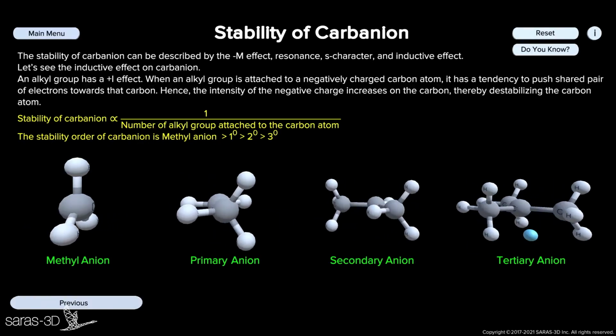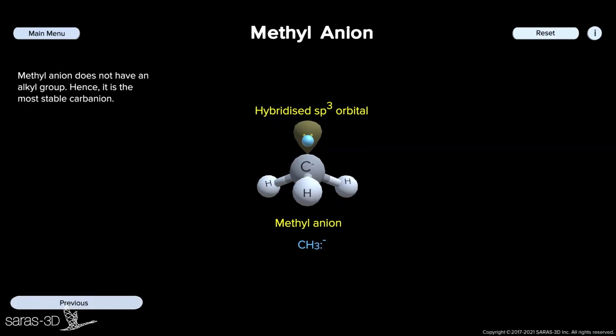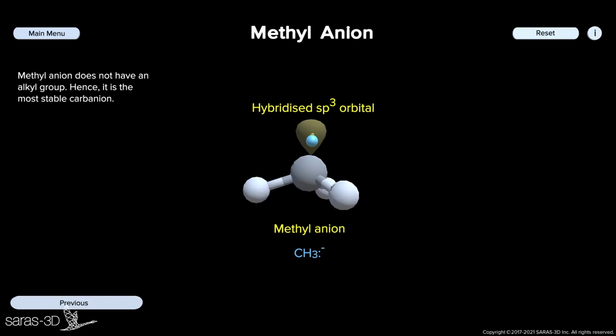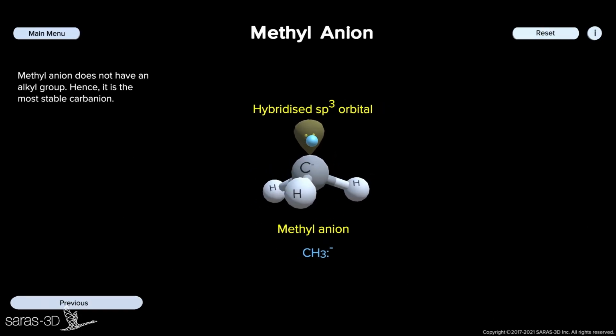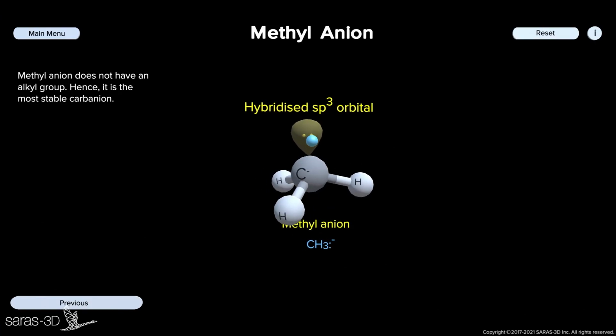So here we can see that methyl anion does not have any alkyl group, as we can see here in the structure. And hence it is the most stable carbanion. Why? Because when there are no alkyl groups attached, there will be no +I effect. That is, the negative charge won't be intensified any further, and thus it will be the most stable carbanion when you compare this with primary, secondary or tertiary carbanion.